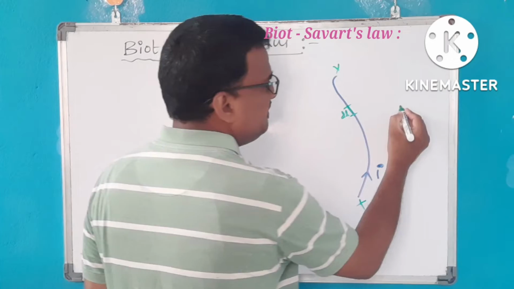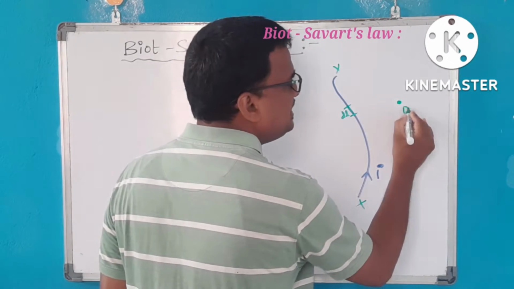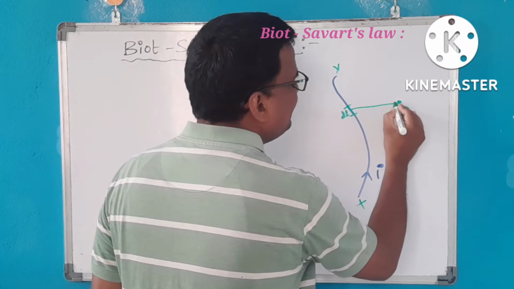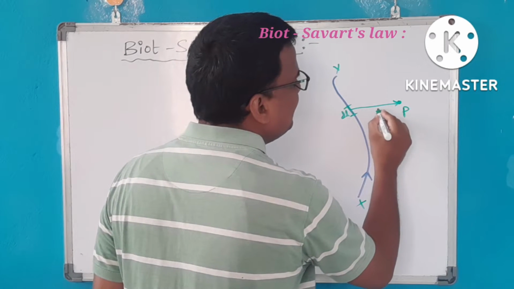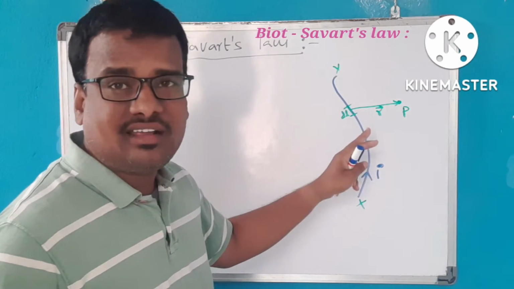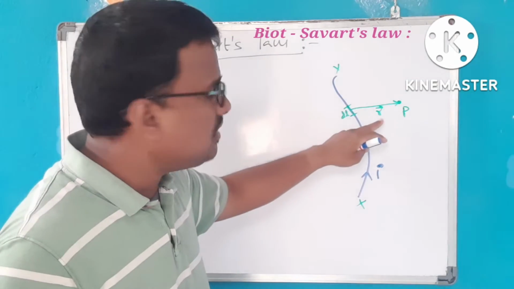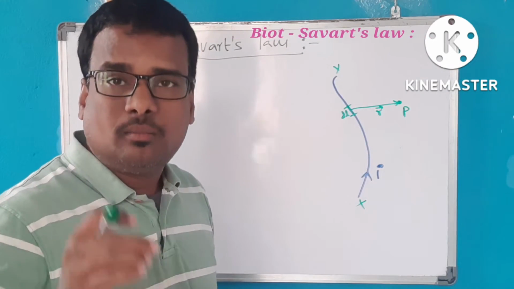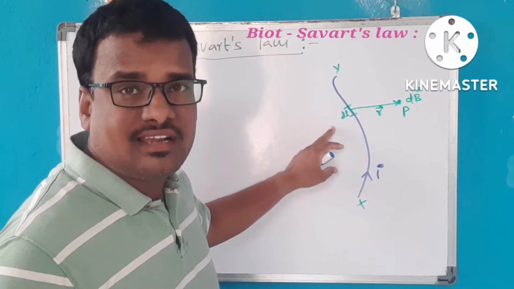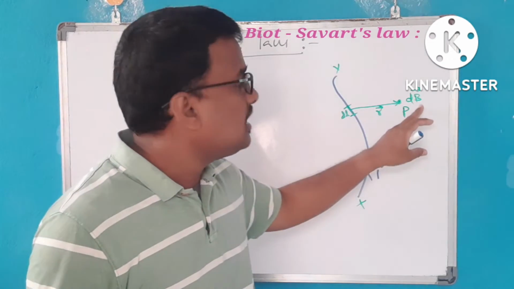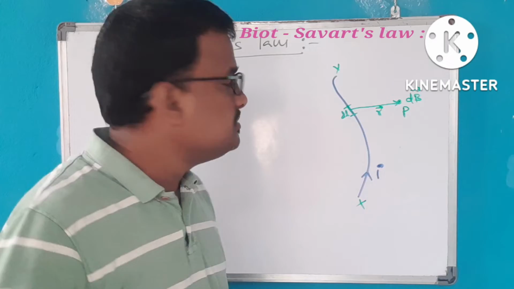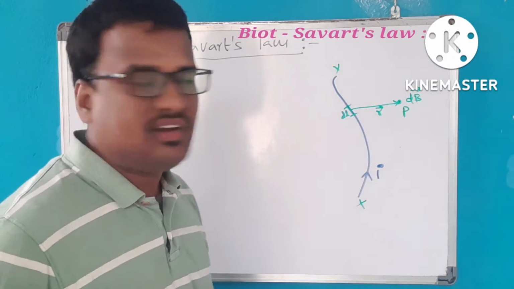Now we can consider a point P at a certain distance r from the current carrying element dl. Here r is the position vector, right? At point P, the current carrying element dl exhibits a magnetic field dB. The dl element exhibits dB magnetic field here.